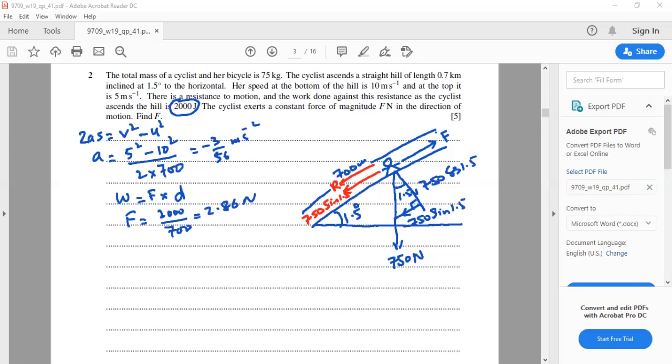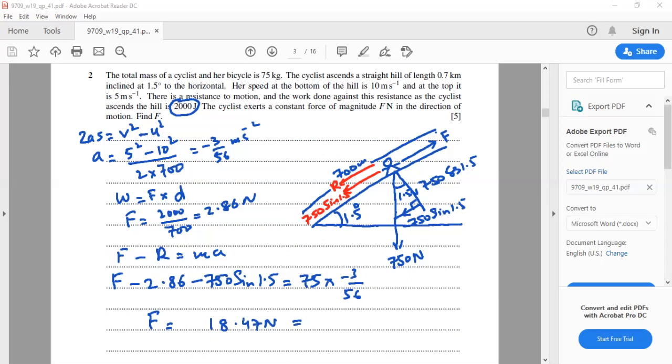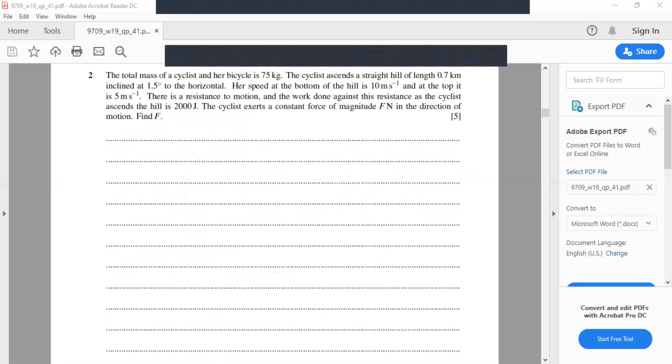So F minus R is equal to ma. We don't know how much F is, but there are two resistive forces. One is 2.86. One is 750 sine 1.5. Equals ma, which is 75 times the acceleration, minus 3 over 56. Now the rest is simplification: if we shift all of them to the other side, we get 18.47 Newton, which is nearly equal to 18.5 Newton. I hope this is clear to you. Let's go for the third question now.